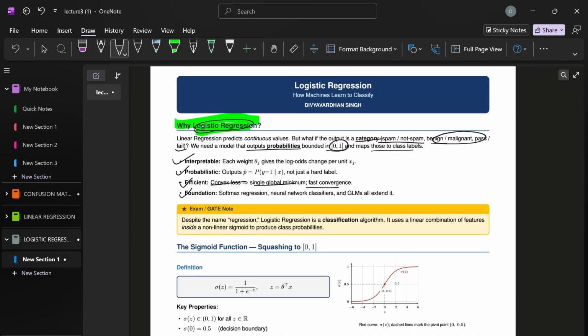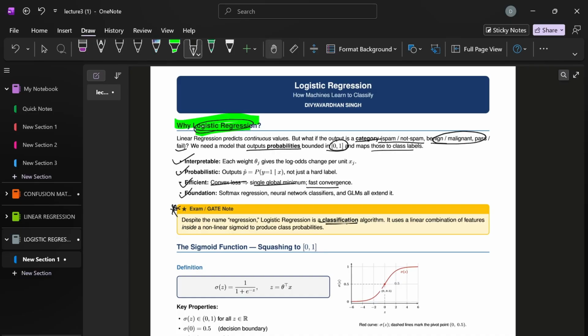There can be one more quick question also. You need to understand that logistic regression, despite having the name regression, is a classification algorithm. Okay, so now let's move to section 2, the sigmoid function.